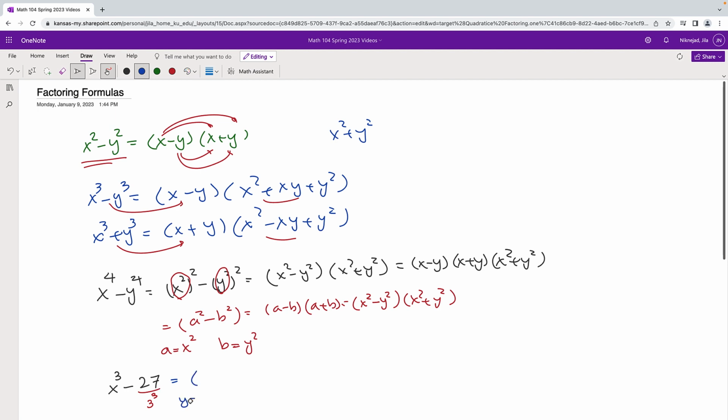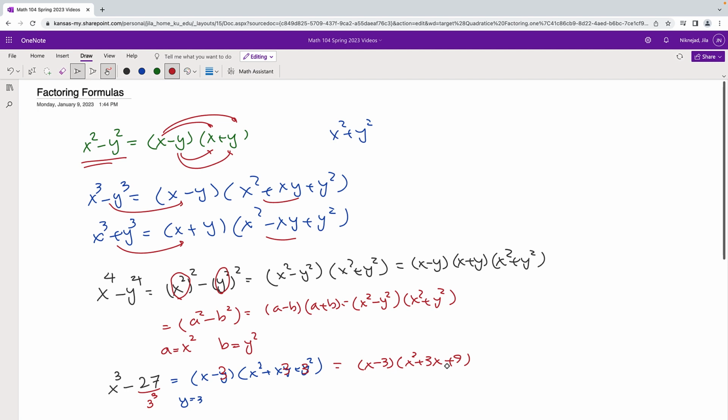my y is equal to 3. So x minus y times x squared plus xy plus y squared. And now put the y back in, a 3 here, a 3 here, and a 3 here. And it gives me x minus 3 times x squared plus 3x plus 9. And that's another way of factoring.